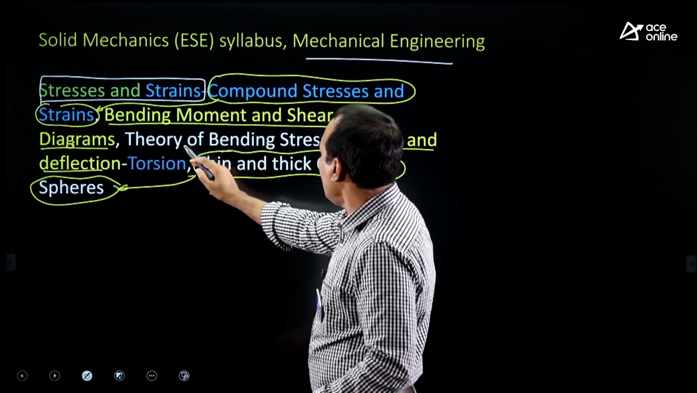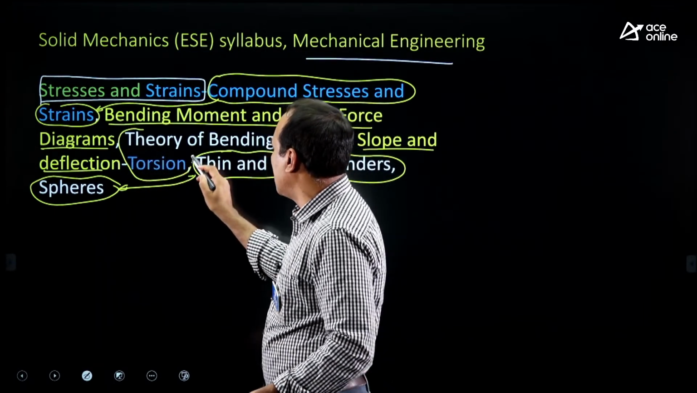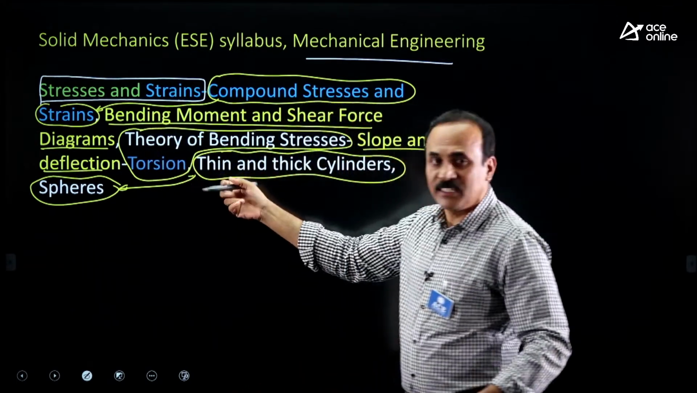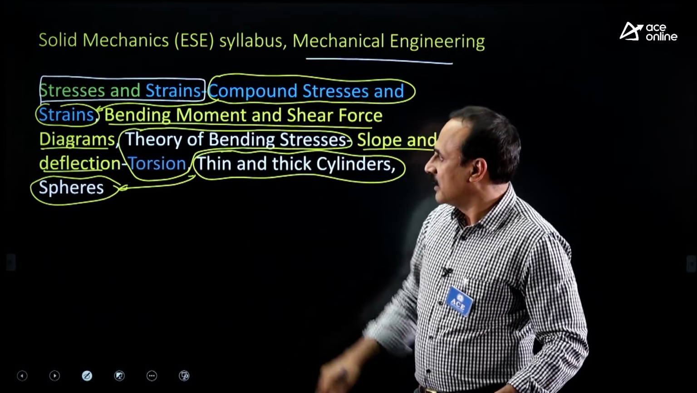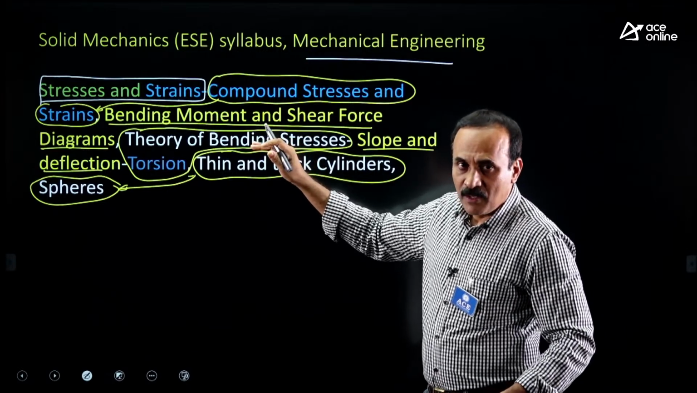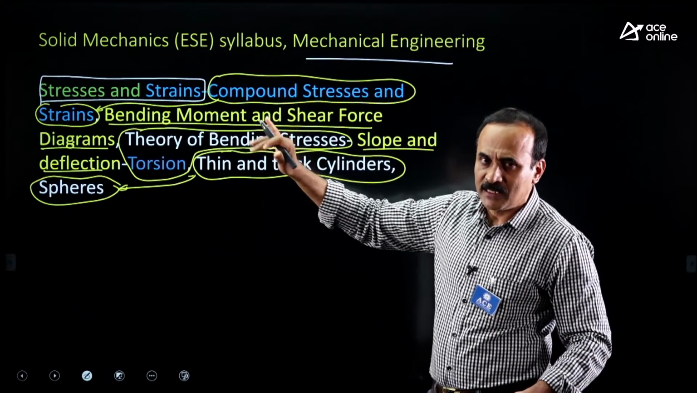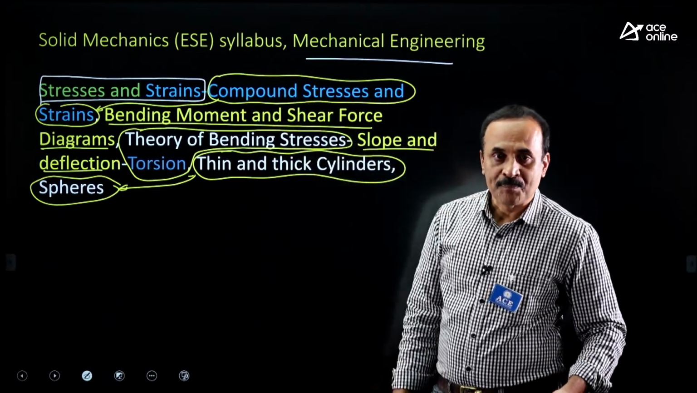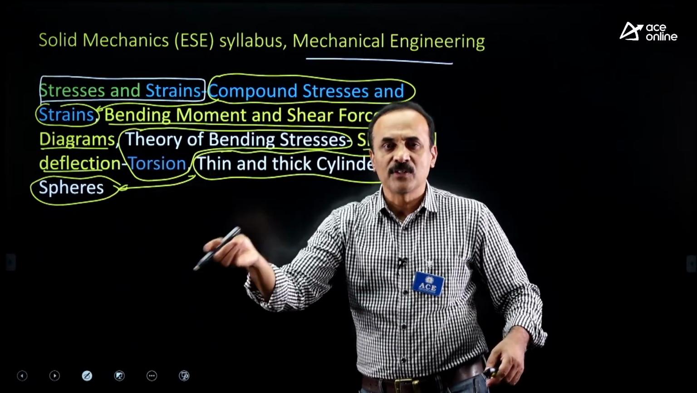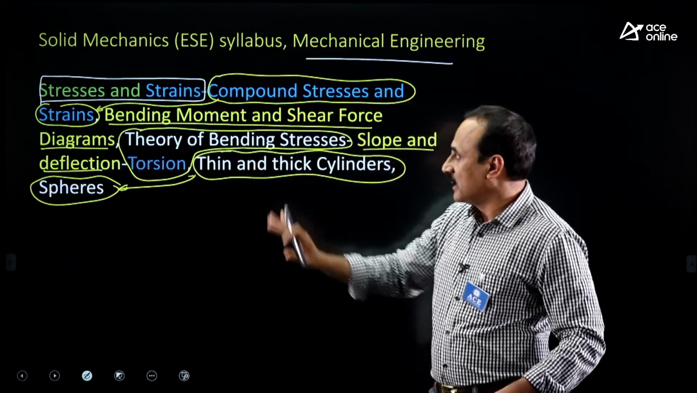Next is theory of bending stresses and torsion. This you can say is one separate topic. Theory of bending stresses, shear stresses also to be added, and torsion. Shear stresses are not mentioned, flexural shear. That's why fewer questions are there in ESE mechanical. Sometimes the question setter may not analyze the syllabus perfectly before setting the question. So sometimes they may give you a question on flexural shear also, but concentrate on these main areas.